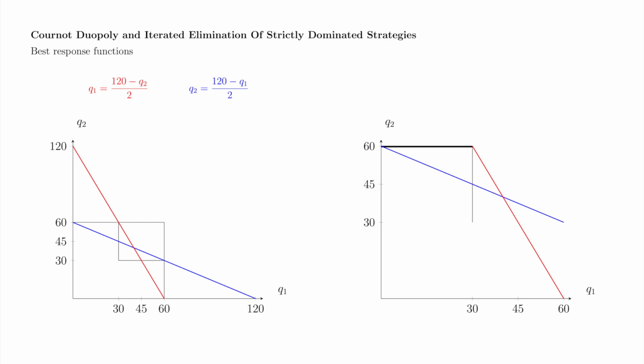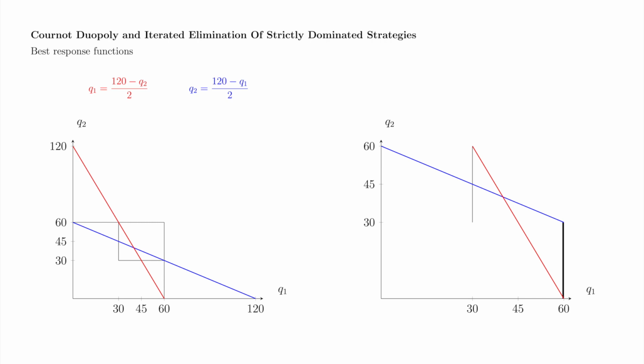Eliminating the portion of the Q1 axis less than 30 also eliminates the portion of firm 2's best response function, shown in blue, to the left of the vertical line. This eliminated piece of the blue line is the portion of firm 2's best response function in which it best responds to firm 1 selecting an output less than 30, which firm 1 never does. Now, we'll repeat the same line of reasoning to eliminate the interval on the Q2 axis between 0 and 30.